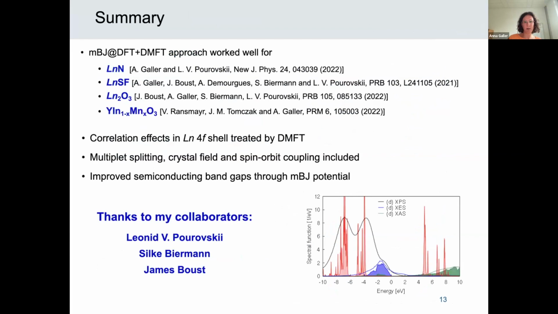Yes, and this is actually all I wanted to tell you. So I have introduced this MBJ DFT plus DMFT approach, and I've shown you results for the rare earth mononitrides and rare earth fluorosulfides. And actually, we used this approach also for additional materials. So James Booth, a PhD student of Leonid Boeri, applied it to the rare earth sesquioxides, where it also worked well. And my master student, Valentin Ransma, used the same approach to investigate a blue transition metal oxide pigment.